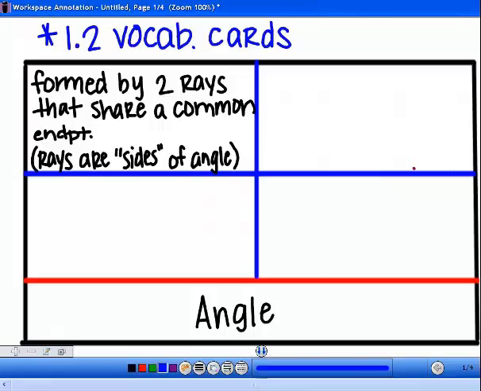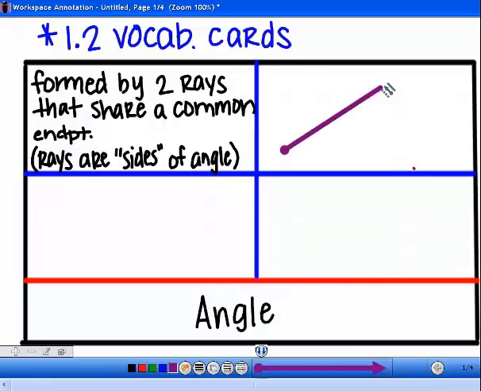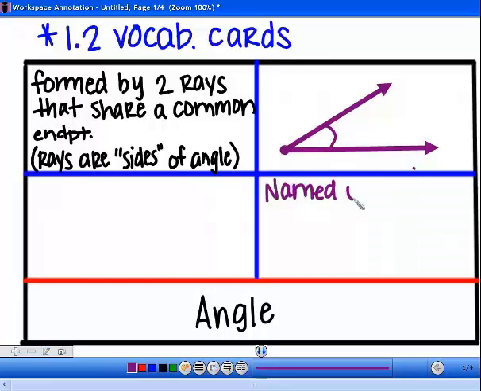So here, in the picture box, we're going to draw two rays with a common endpoint. So they both have that same endpoint. This is the angle formed between them. So that's an angle. We name angles a couple of different ways.